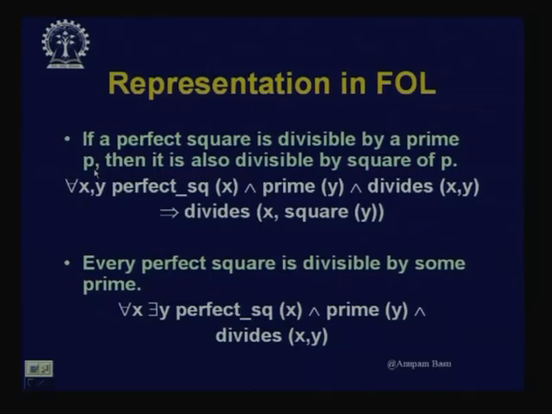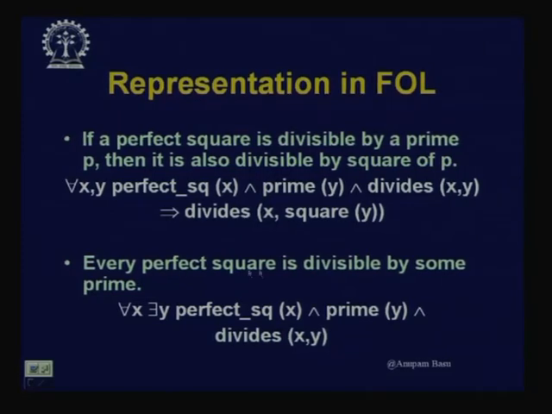Note that although over here I have said p, in my sentence I need not write p, I can write x, y, anything, but I must be consistent in this sentence. Then it is also divisible by the square of p. So, this implies divides x, which is a perfect square, by the square of y. Now, I did not use p in my logic sentence, I have used y, as here also, all right. So, this is the conversion of this sentence into the predicate form.